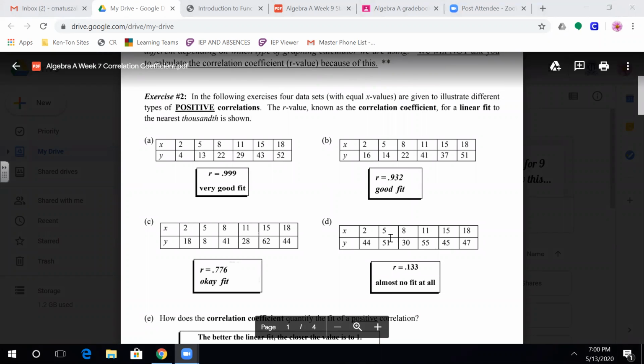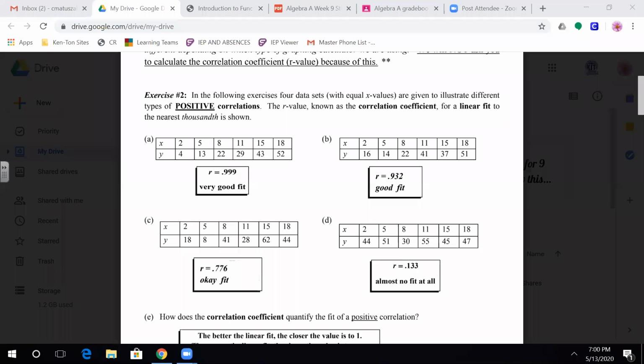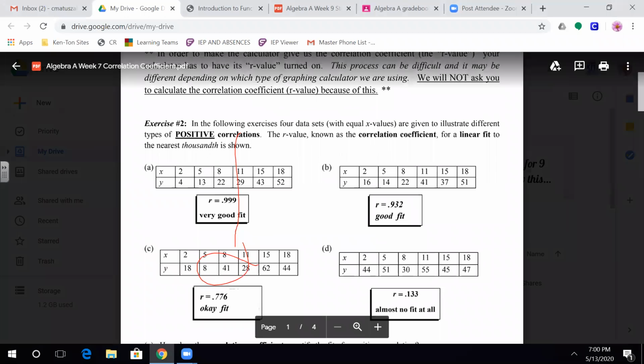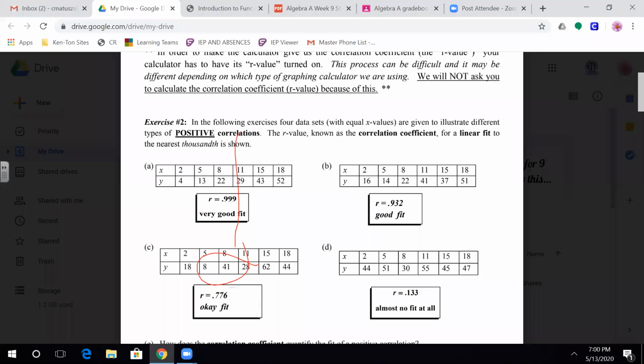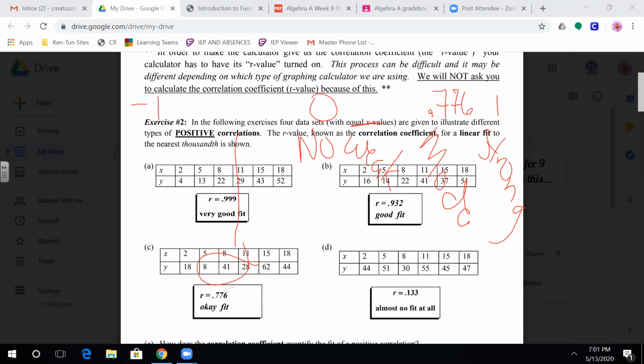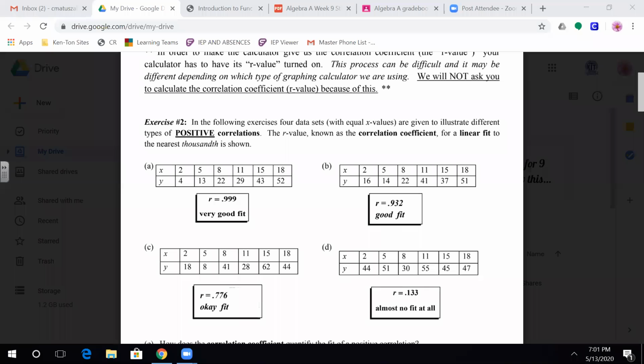0.776. If we look at that one on our number line up here, so from -1 over here to 0 to 1, 0.776 would fall about right here. And remember when I said that you had no correlation, weak, then it became moderate. So that correlation is moderate positive.